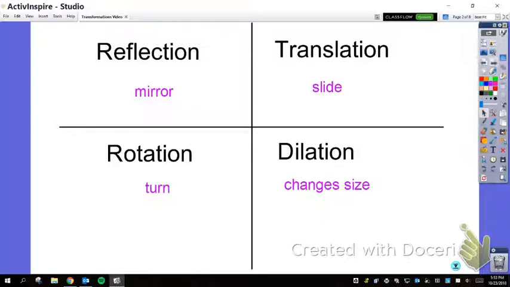Okay, we have reflection, which means we're pretty much taking a mirror image. We have translation, which is where we're going to slide an image left, right, up, or down. Rotation means we're going to turn that image, so the orientation of it is going to change. And then dilation is when we're going to change the size. So we're either getting bigger or we're getting smaller. As we go through these, we're going to look at the rules that are attached to the points, and we're going to look at some examples, and then we'll call it a day.